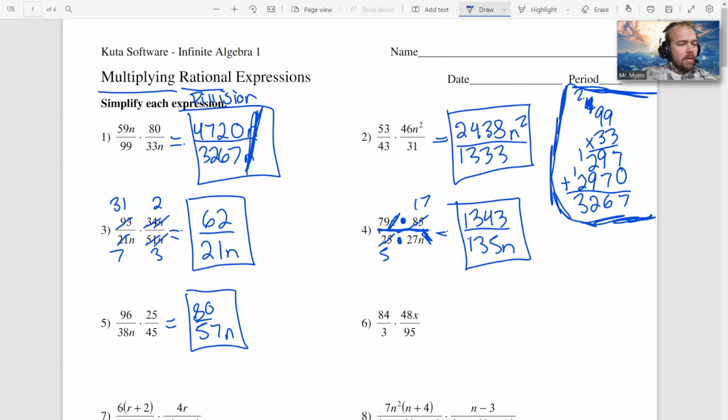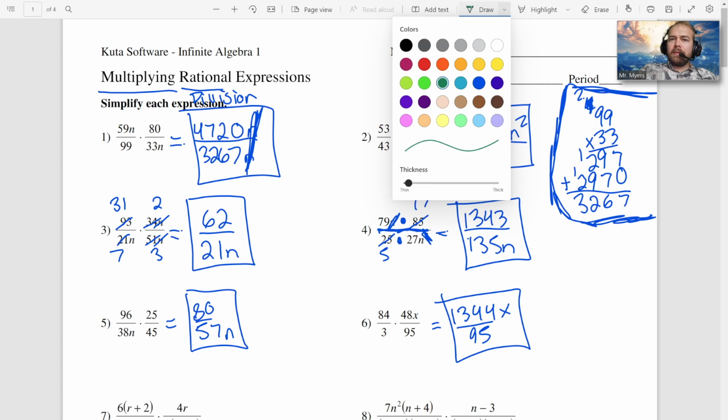So moving on, I'm going to go ahead and type this one in the calculator. 84 times 48 divided by 3 divided by 95. Math fraction, enter. 1344 divided by 95. 1344 over 95. Looks like there wasn't that much simplifying that happened. It looks like it was 3 and 48 that simplified, because 48 divides by 3. And then that was it for that. Oh, and there's an X on the top. And we're done. And I forgot to change colors. Normally I change colors pretty often. Let's change to green.